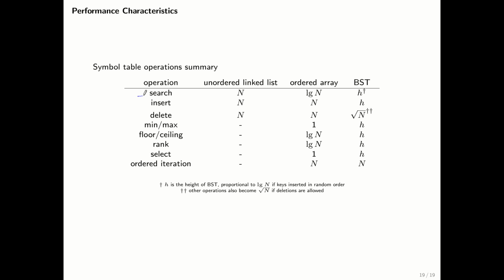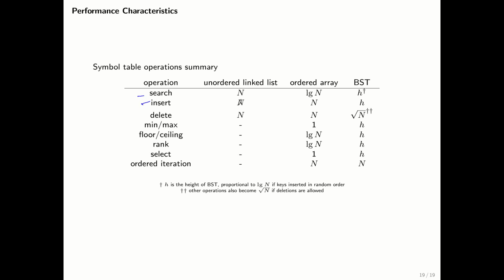Okay, so search in this case is linear. It's log of n with ordered array because we take advantage of binary search, and with BST it's h. And what is h? Well, h is simply the height of the BST, okay, which is proportional to log n if the keys are inserted in random order, right? So here we're simply saying that search is proportional to the height of the tree, which in the average case scenario is log n, and the worst case scenario is n, right?